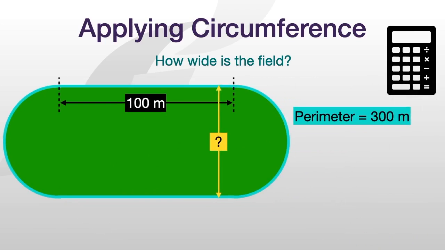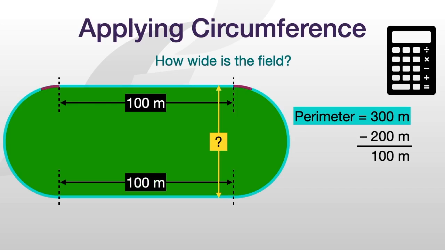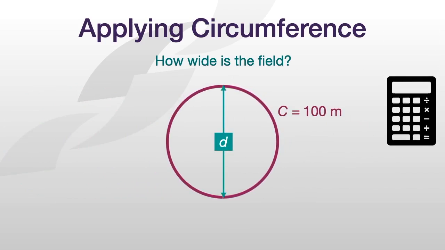The perimeter is 300 meters, but 200 meters is taken up by the straight sections. So if we subtract the straight sections, we are left with 100 more meters of perimeter. That is made up from the circular parts of the track. In fact, these two parts join to make one complete circle with a circumference of 100 meters. Its diameter represents the width of the field.